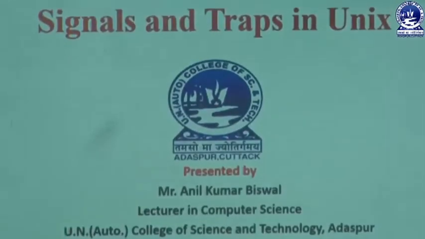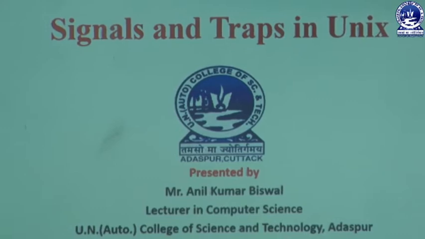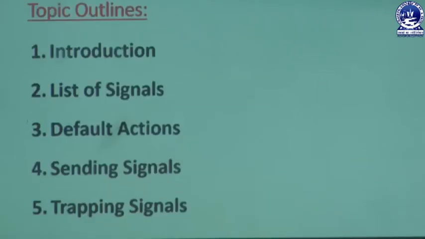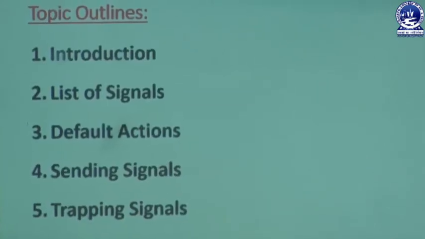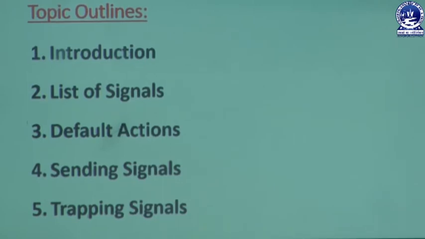Now we can focus on a slide. In this slide we are going to discuss the outline related to the topic, which is the introduction to signals and traps. Then we learn the meaning of the list of signals, default actions related to Unix, then sending signals, and last but not least, trapping signals. Then how to process these signals according to user requirements.